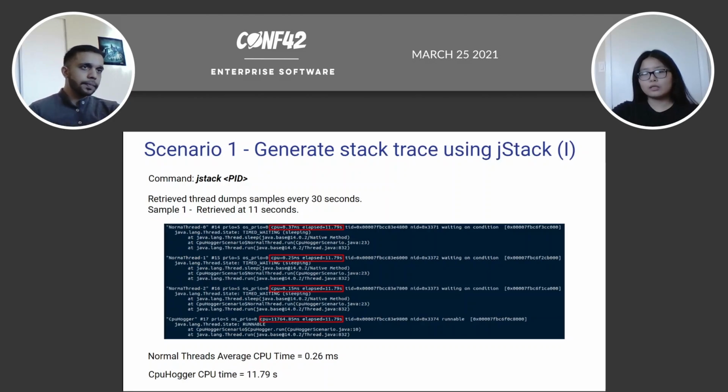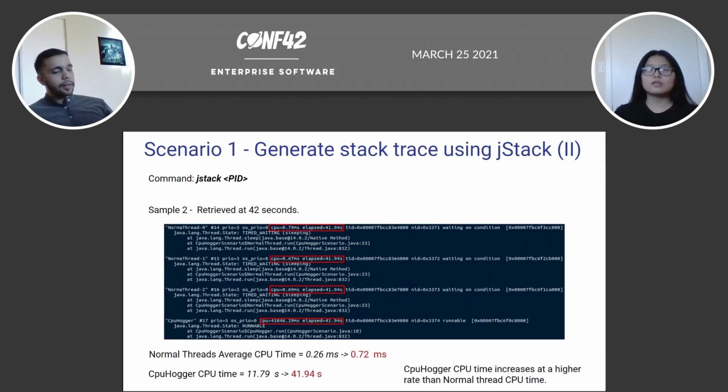Then we calculated the normal threads' average CPU time and the CPU hog's CPU time. And just by looking at this data, the CPU hog's CPU time is much higher than the normal threads' average. The second sample, we collected at the 42 seconds mark. And by looking at the data in the second sample, we calculated the normal threads' average CPU time as well as the CPU hog's CPU time. And still, the CPU hog's CPU time is much higher than the normal threads' average.